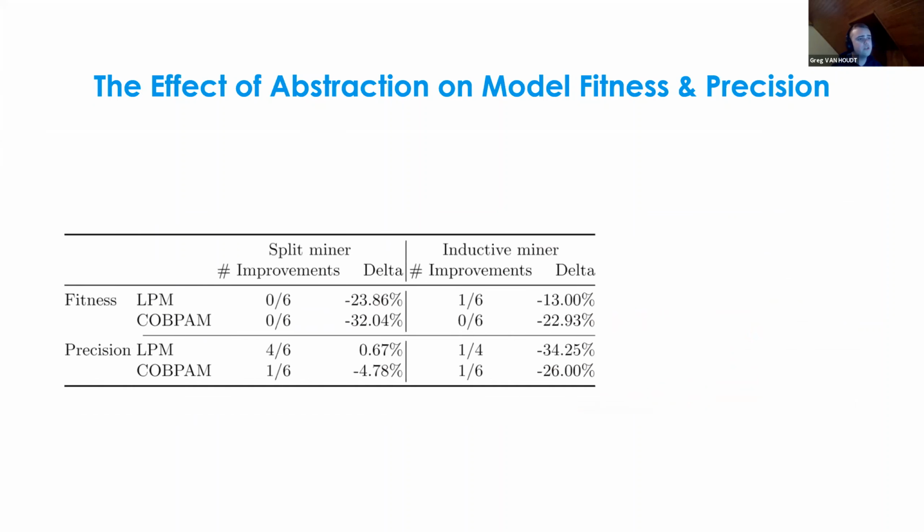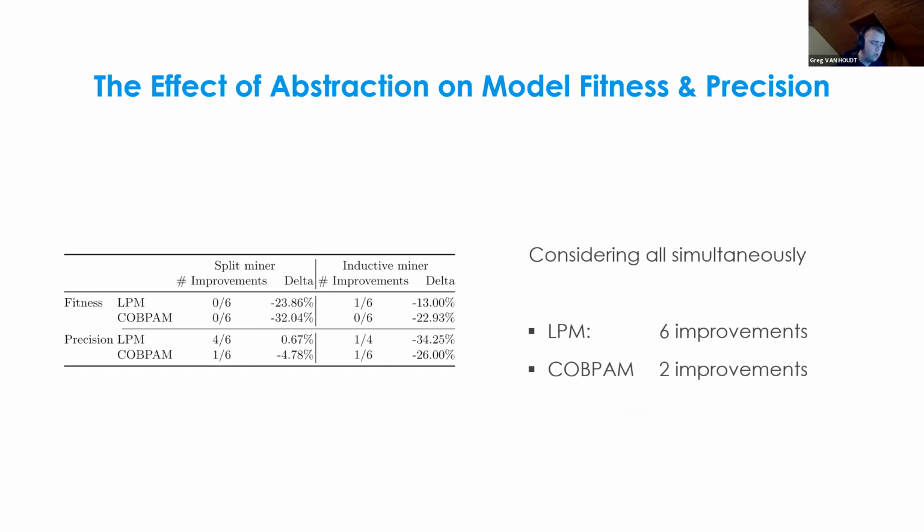But again, when we first consider all of our results in general, LPM shows 6 improvements, mediocre, but yeah, the deltas pretty much still say enough. There is a hit in both metrics. COPAM only shows 2 improvements.